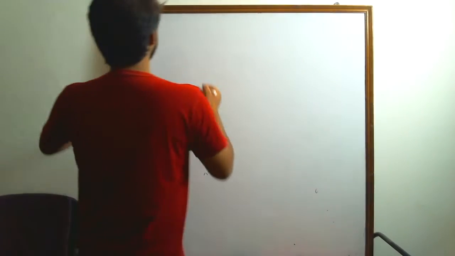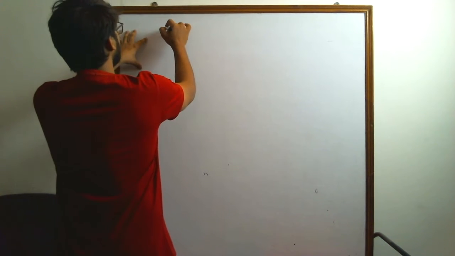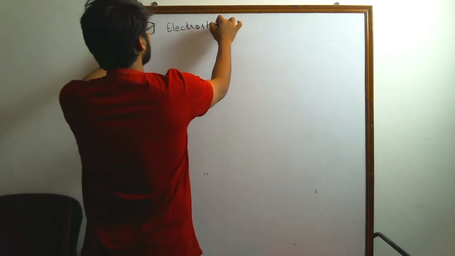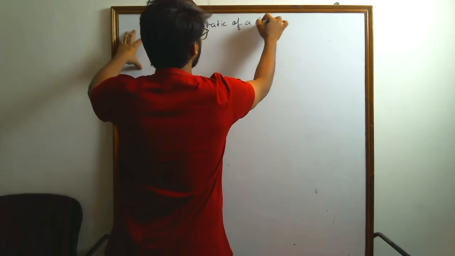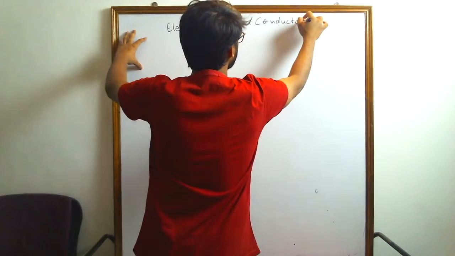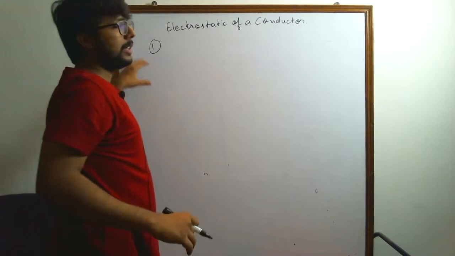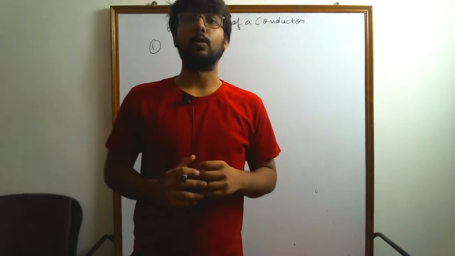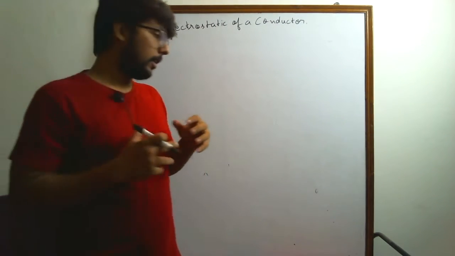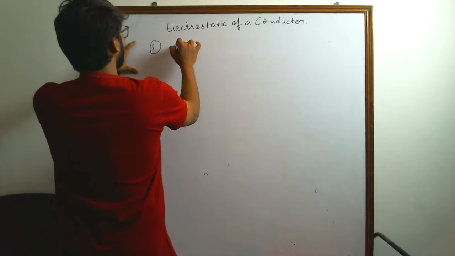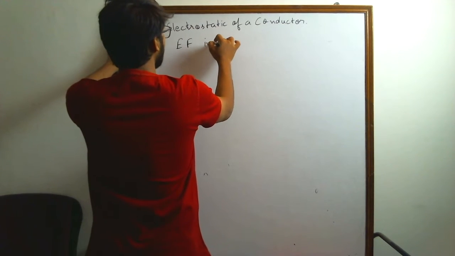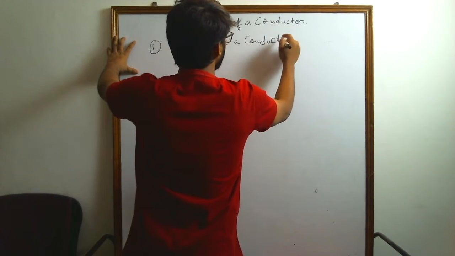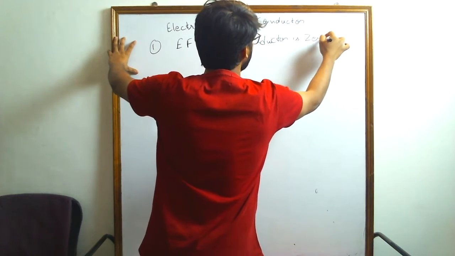Okay, so electrostatic properties for a conductor. Simply put, there are quite a lot of properties, but very important to understand. The first one is very simple. The electrostatic field inside a conductor is zero. This is a very important one and really intriguing. So, electrostatic field inside a conductor is zero. What does this mean?